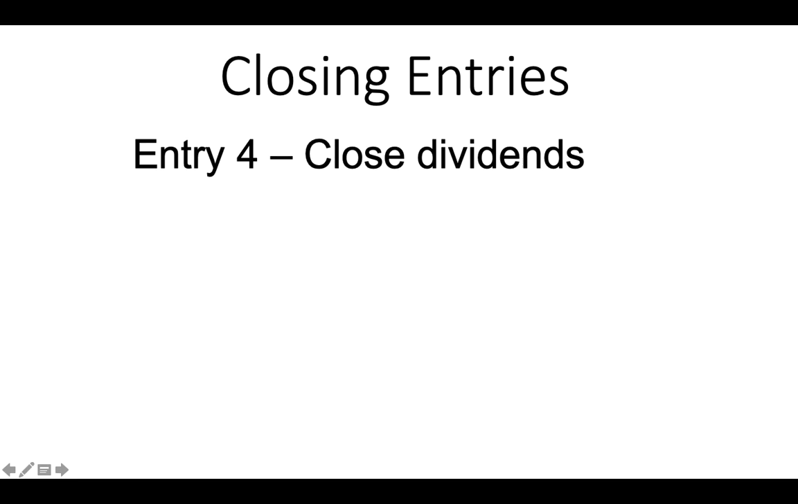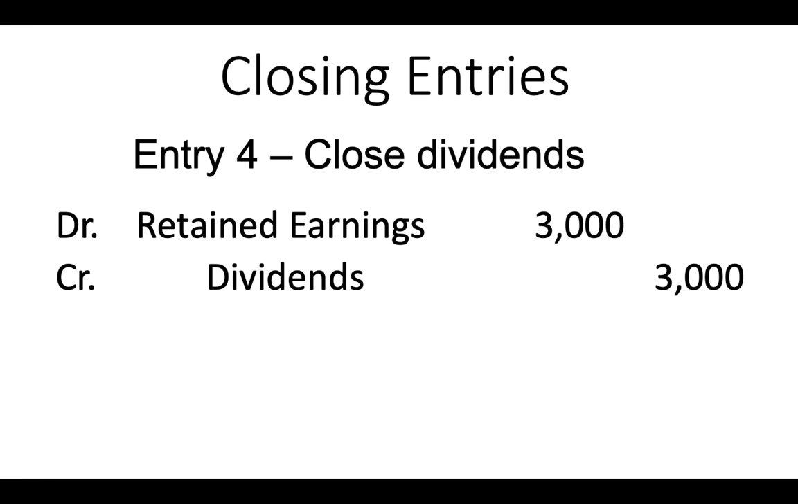Closing entry 4, close dividends. Pretty easy entry. We're just going to credit dividends. Remember, dividends have a natural debit balance, and so we're crediting dividends to close it. And then we're debiting retained earnings 3,000.